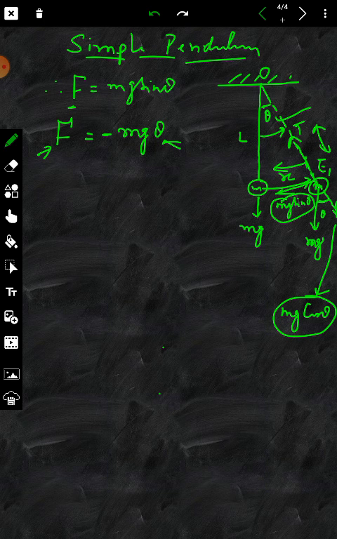Now this restoring force will cause some acceleration in the bob so that it comes back to its initial position. According to Newton's second law of motion, the force can be written as m into a, where a is the acceleration produced by it. So this becomes equal to minus mg into theta. Here m cancels out. Therefore a becomes equal to minus g times theta.